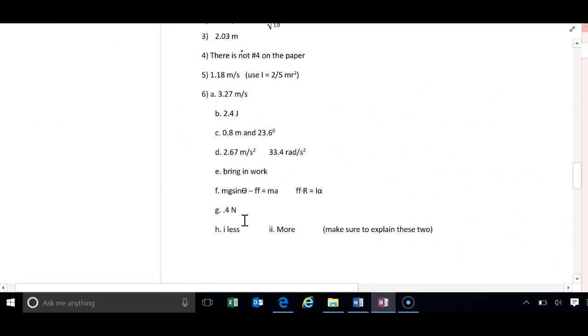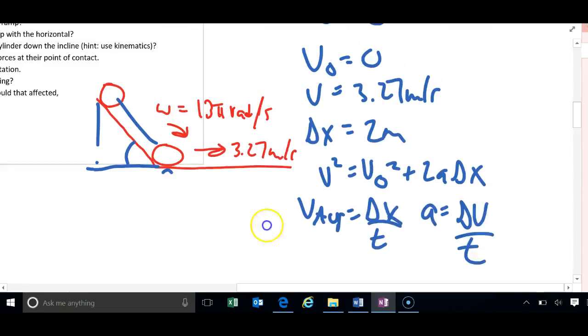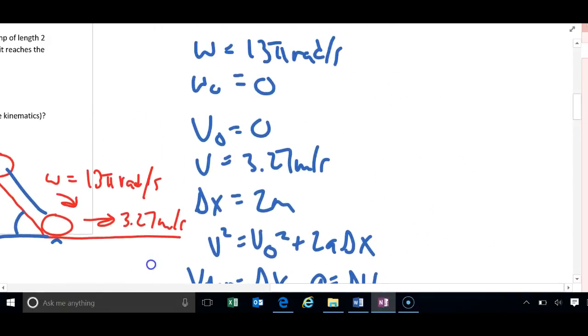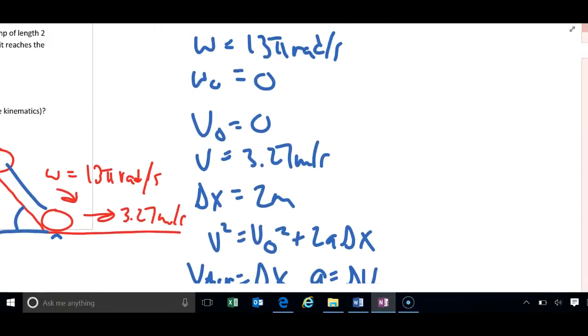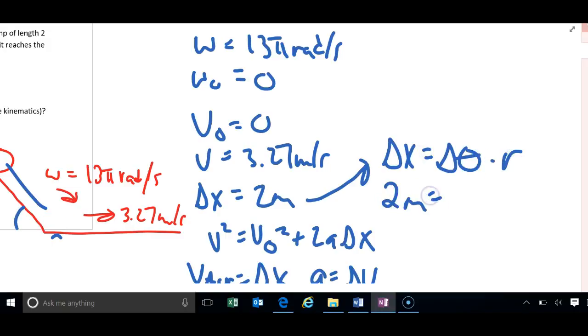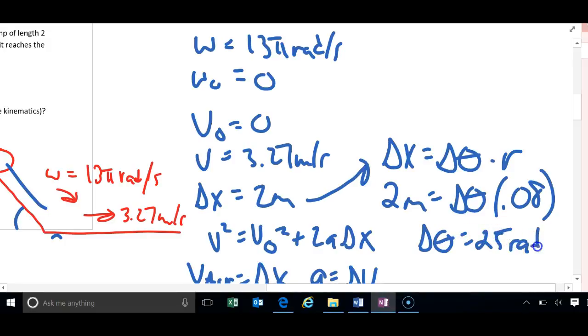Well, we keep coming down here to the answer. You should have gotten 2.67. Now, how could I have gotten angular? Well, I need another term. Remember, anytime you have the linear, you will also have the angular. So I could say linear equals angular times r. So 2 meters equals the change in theta times the radius, which is in the right unit, 0.08 meters. So 2 divided by 0.08, I get 25 radians.